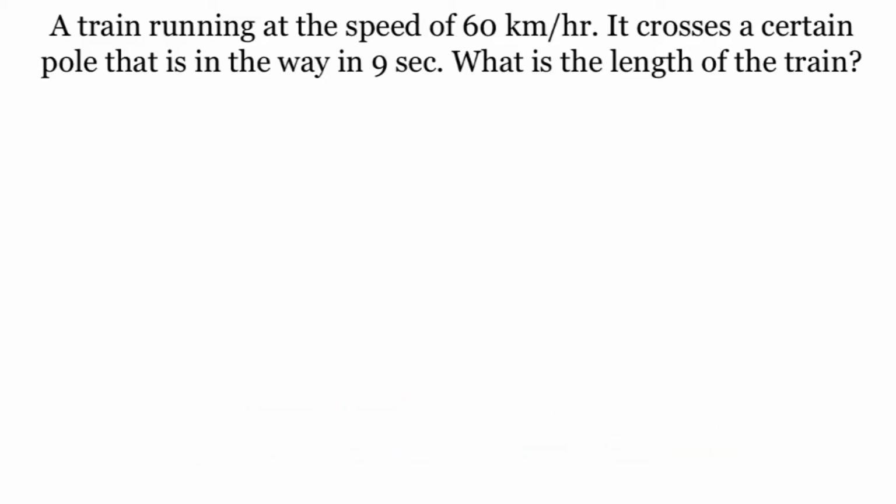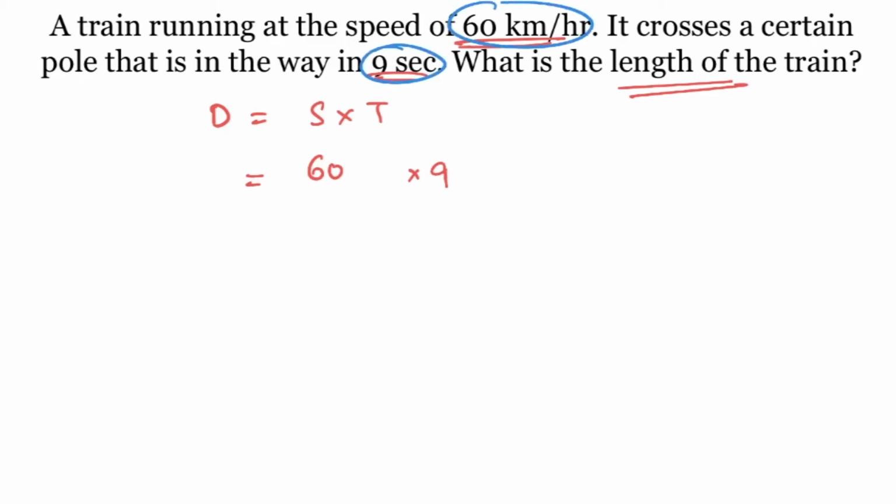A train is running at a speed of 60 km/h. It crosses a pole that is in the way in 9 seconds. What is the length of the train? Means distance is asked. Distance is speed into time. Speed of train is 60 km/h and time is 9 seconds. 60 into 9. But remember, here time is in seconds, speed is in kilometers per hour. So multiply 60 by 5 by 18.